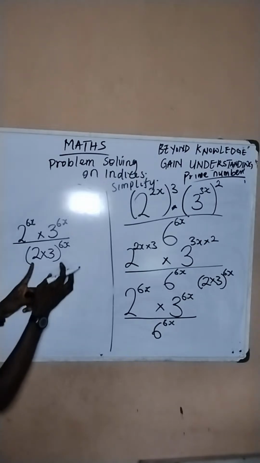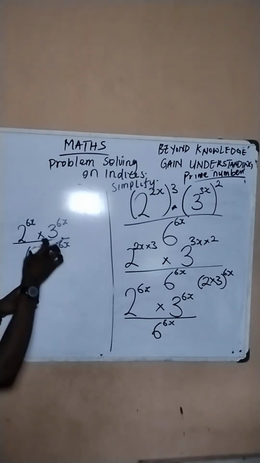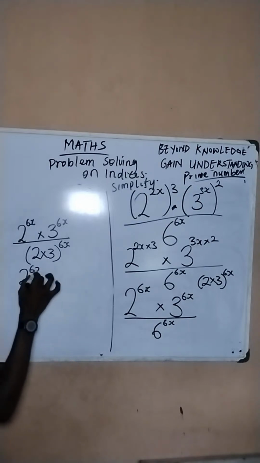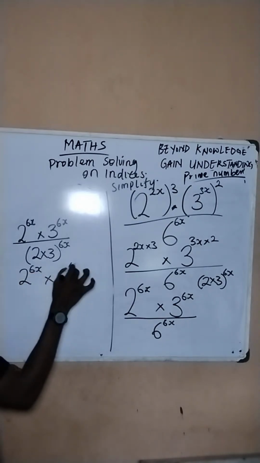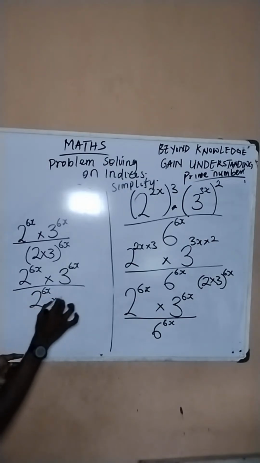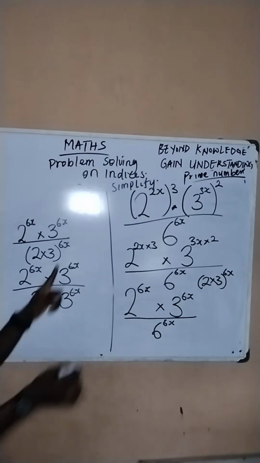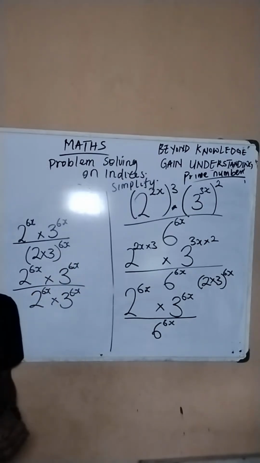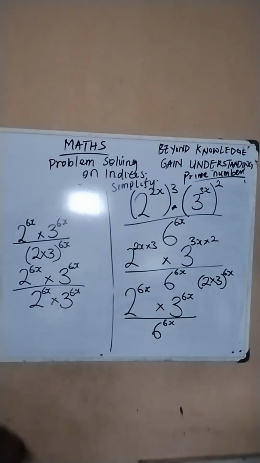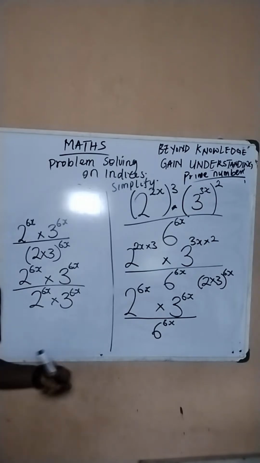And then at this point, the power outside will just be shared onto the bases that I just formed. So it's going to be 2 raised to the power of 6x multiplied by 3 raised to the power of 6x, divided by 2 raised to the power of 6x multiplied by 3 raised to the power of 6x. So I simply shared the power that we had out here to the expressions that I reduced the 6 to, that is on the inside. Once you have done this, it becomes so easy for us to simplify it.